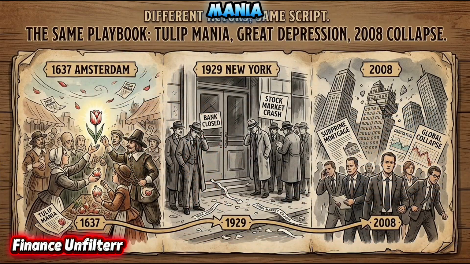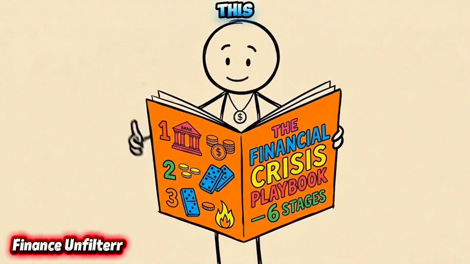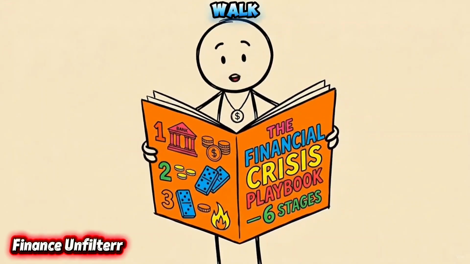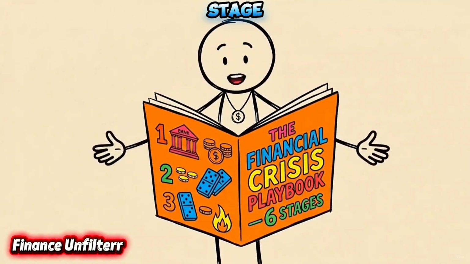Financial crises have happened throughout history, and every single one has followed the exact same six-stage pattern. From the tulip mania of 1637 to the Great Depression to the 2008 collapse, the same playbook. Different actors, same script. Understanding this pattern means you will never be blindsided by one again. Let us walk through it, stage by stage.